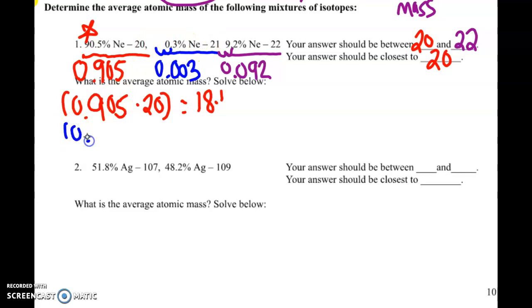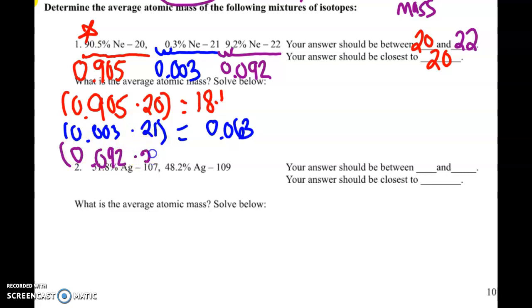So we have 0.003 using the decimal equivalent times the mass, which is 21. Plug that into your calculator, and you should get 0.063. Now let's take that last isotope. So neon 22 is 0.092 times 22. And that term from your calculator should be 2.024.